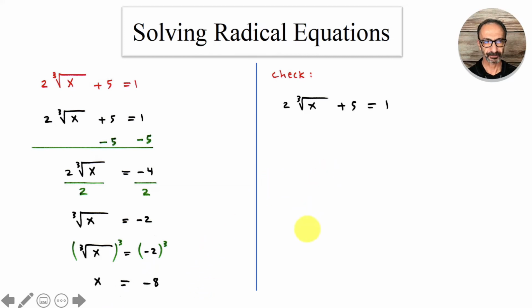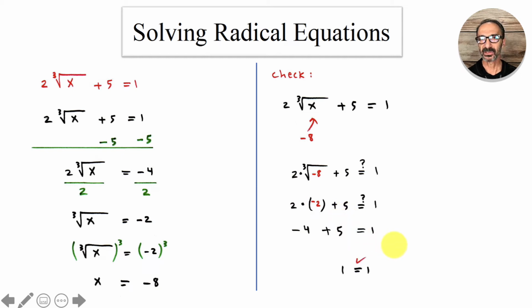Let's check. Here's the equation. We're going to plug in negative 8 right there. So negative 8 to the power 1/3 or cubic root will give you negative 2. Negative 2 times 2 is negative 4, plus 5, which is 1. Done. It's a lot of steps, but if you follow me, I think we should be fine.